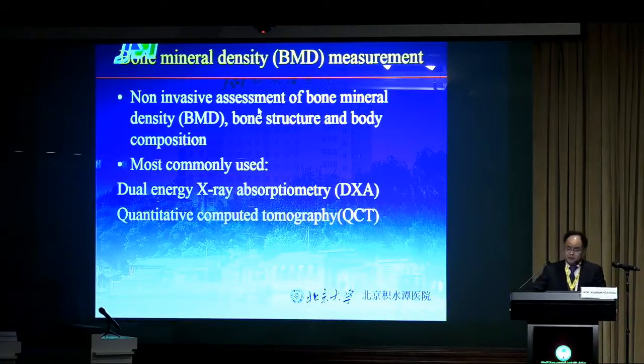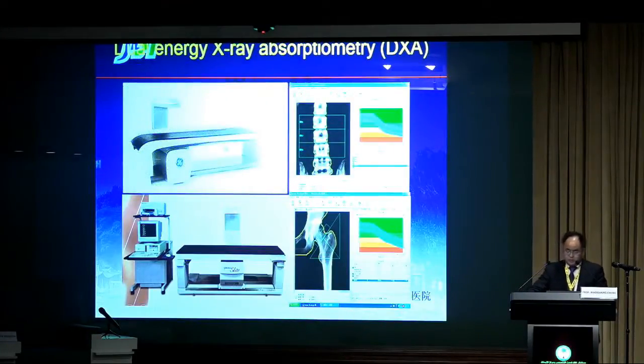So we can use technology to measure the bone mineral density and also bone structure and body composition. And of course, the most often used are DXA and QCT. This shows you the DXA machine, this is a GE machine, and this is a Hologic machine. You have a table, the patient lies down on the table, you have an X-ray tube here, and you detect here. So you can measure the bone mineral density of the spine and the hip.